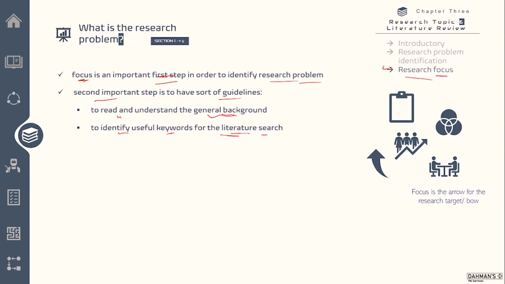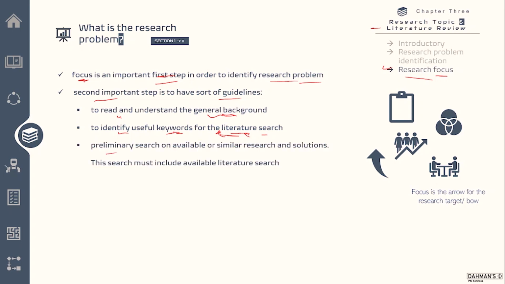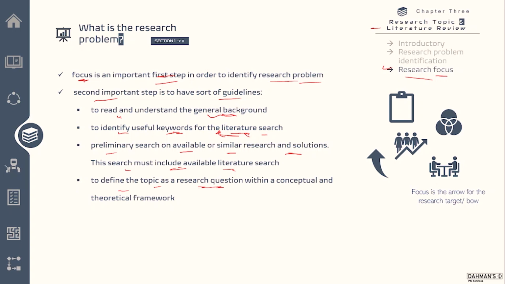And now this is the first new vocabulary I was saying. But for now, imagine literature means the history. You need a preliminary search on available or similar solutions that have been done before. And of course, you must understand this search must also include available literature, again, related to the historical background. Next is to define the topic as a question. You have to be specific. I'm trying to find what, when, how, where.